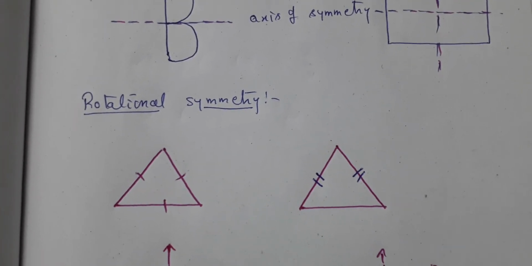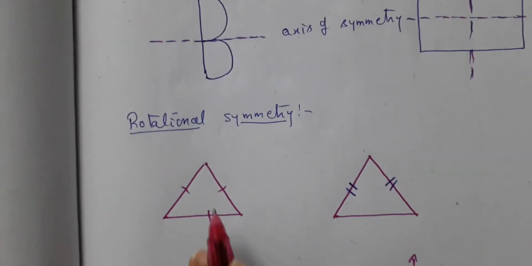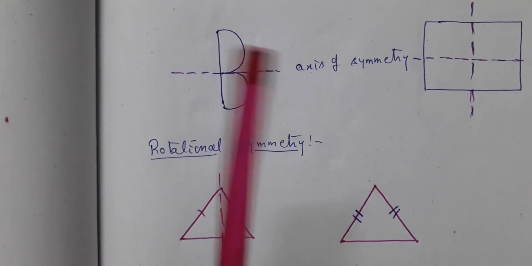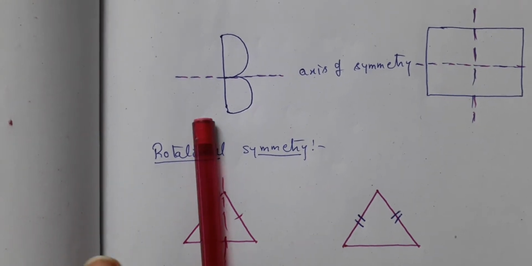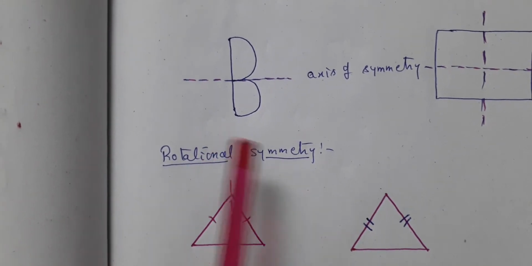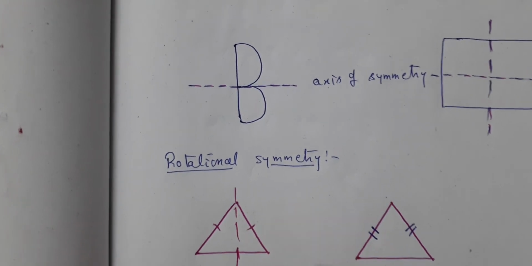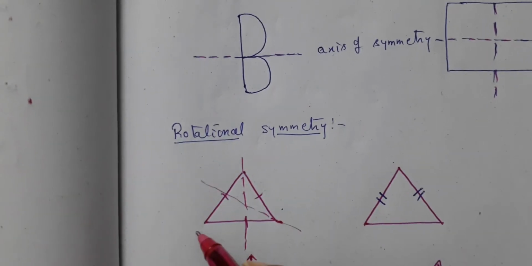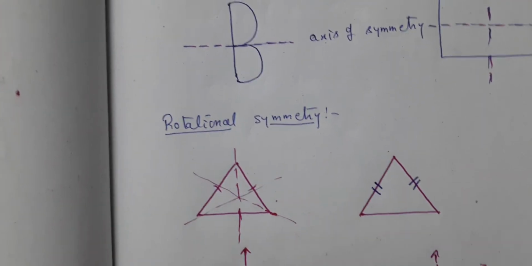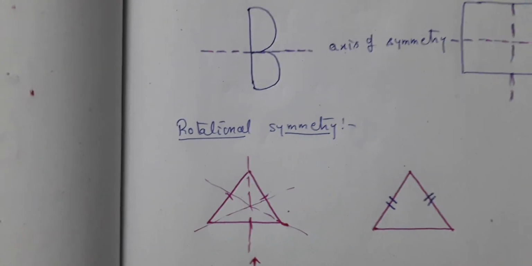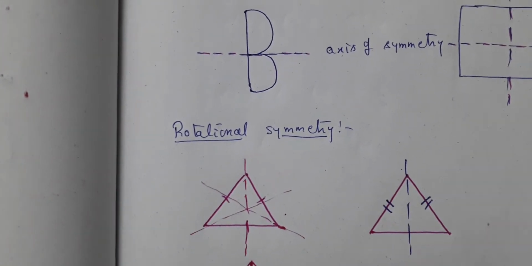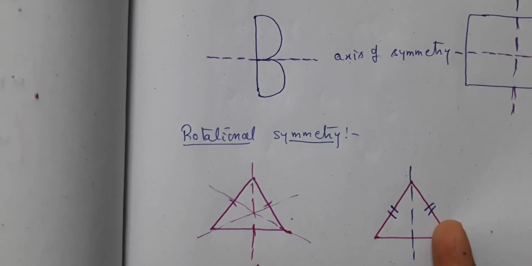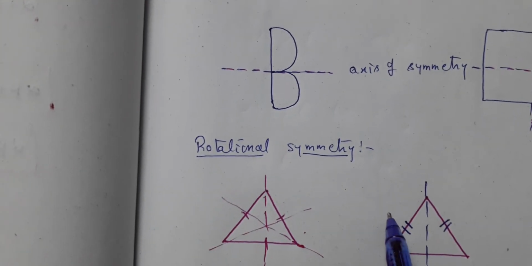Suppose you are taking an equilateral triangle. See, if I rotate about this axis, then also it is showing the same shape. If I rotate by this axis also, the shape is the same. If I rotate by this axis also, the shape is the same. Now coming to this one, if I rotate by this axis, not an issue, this comes here and this goes here, so what happens? Same shape. But can I do it like this?